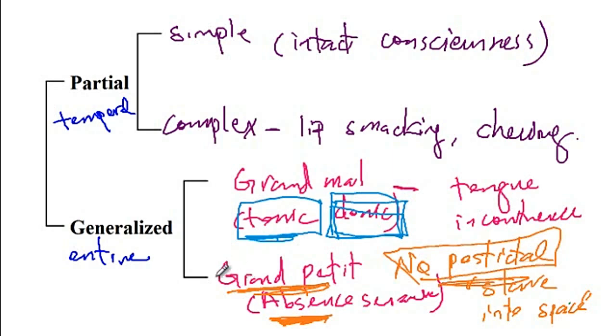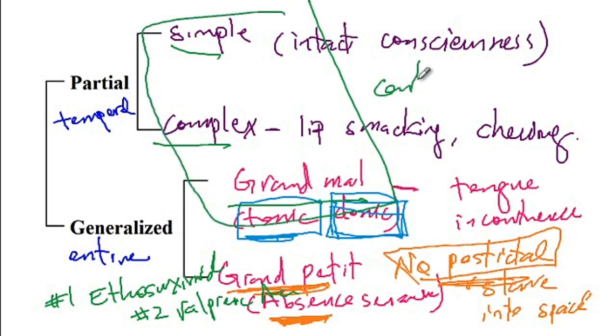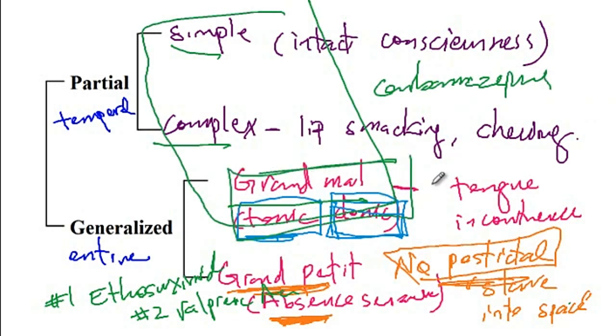And then for the treatment of patients with absence seizures, first line treatment is ethosuximide, while second line agent is valproic acid. The rest of these conditions, grand mal, complex partial, or simple partial, all of them can be treated with carbamazepine. And then for tonic-clonic or grand mal seizure, in addition to carbamazepine, you can also treat them with valproic acid as well as phenytoin.